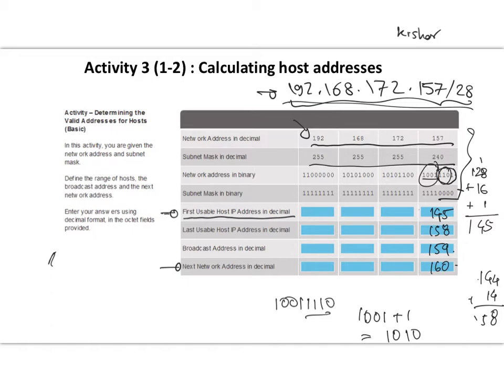Well, a slightly easier way to do it is just to say 1001 and then calculate the broadcast address right away. So when you calculate the broadcast address, you just say minus 1 is the last usable address. And the broadcast address is 144 plus 15. Minus 1 is the last usable address, plus 1 is the next network address.